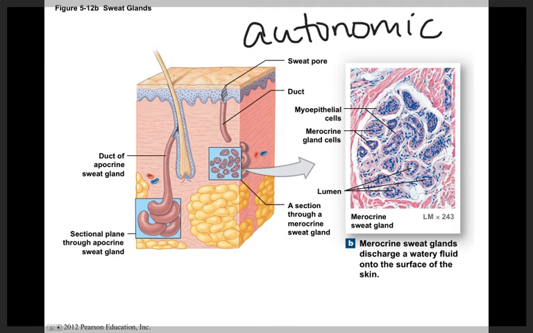Part of the autonomic nervous system controls these glands. When the apocrine glands are stimulated, all of the apocrine glands will start secreting. But with the merocrine glands, they're a little more localized and a little more specific. And so when some of the merocrine glands secrete, that doesn't mean all the merocrine glands will secrete. For instance, the palms of your hands can sweat, but the other merocrine glands in the body do not secrete at the same time.